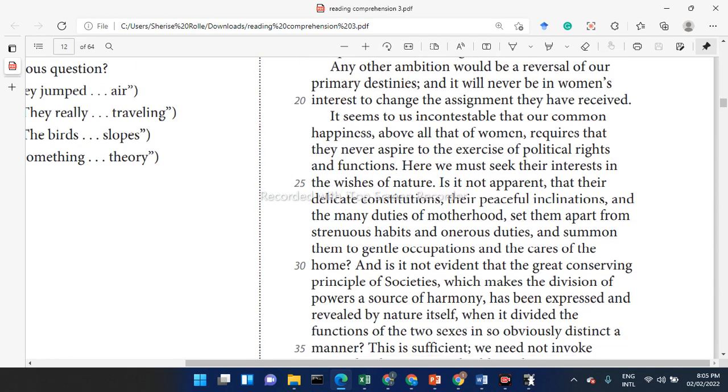It seems to us incontestable that our common happiness, above all that of women, requires that they never aspire to the exercise of political rights and function. Here we must seek their interests in the wishes of nature. Is it not apparent that their delicate constitutions, their peaceful inclinations, and the many duties of motherhood set them apart from strenuous habits and onerous duties, and summon them to gentle occupations and the cares of the home?